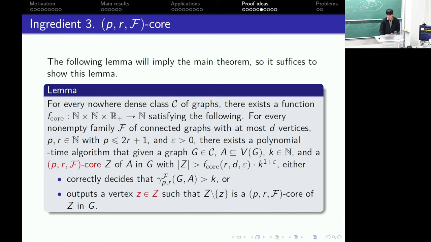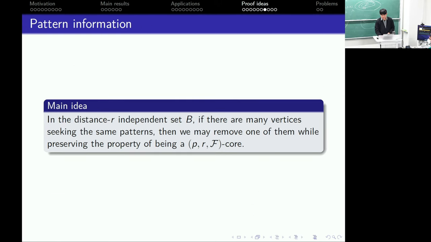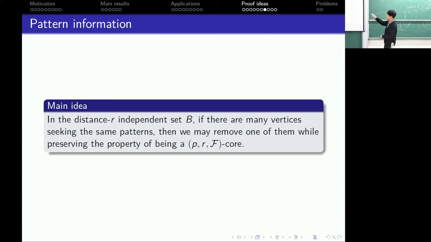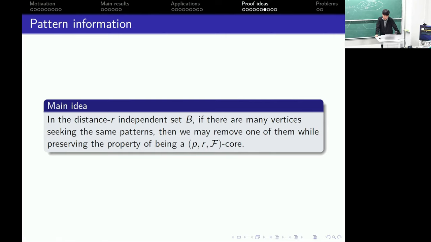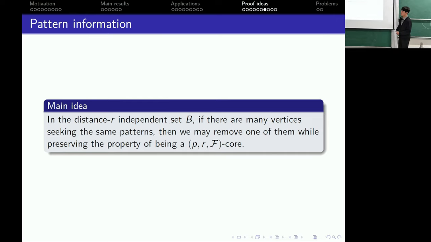So now our goal is to try to find such a vertex g. And the main idea is this one. Since we can find the large distance-r independent set B, if there are many vertices seeing the same patterns, then we can choose some of them as the desired vertex g. So we are going to first find the many vertices seeing the same pattern and try to delete it from the core and argue that Z minus z is a PRF core of A and G.